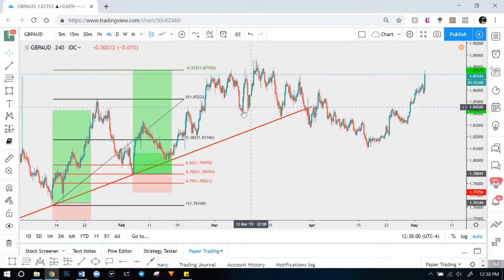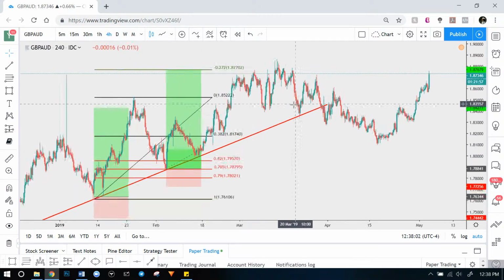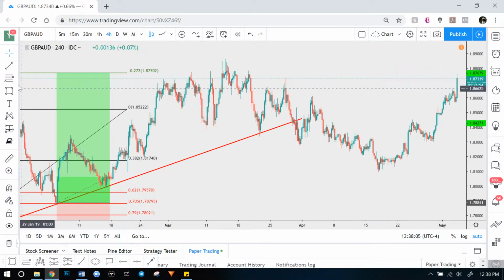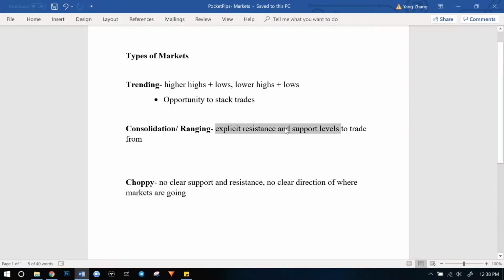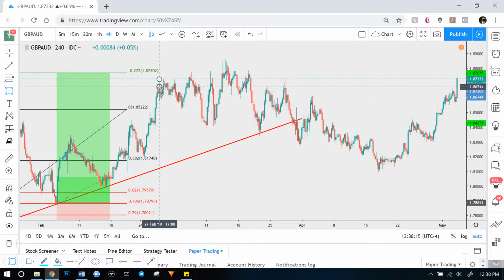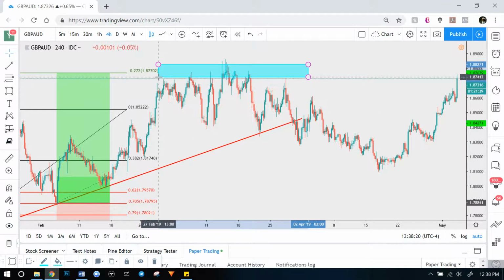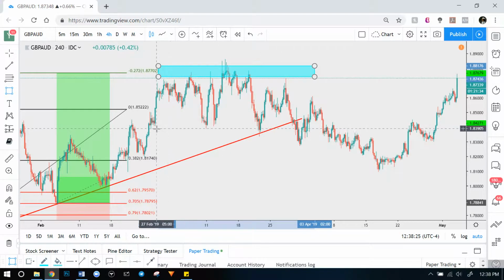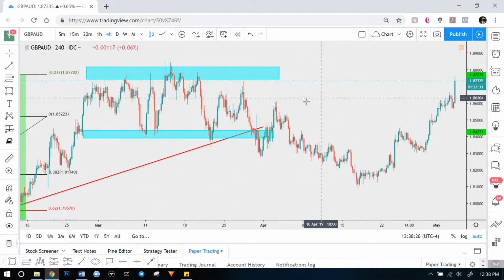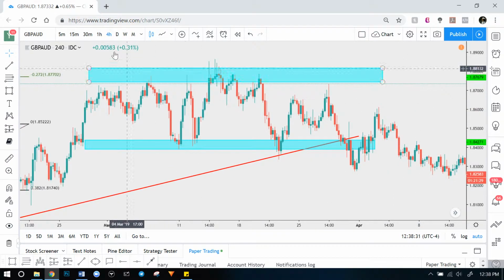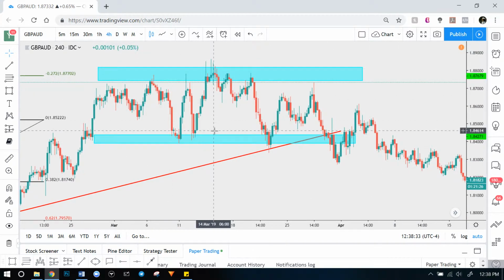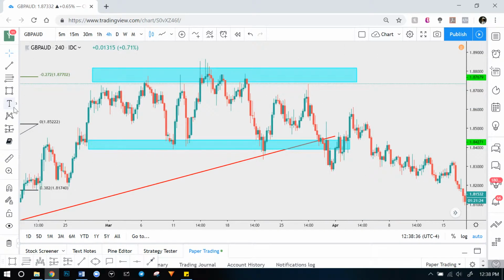Now on a consolidation market, so this is an uptrend, now it's in consolidation. Again, we have explicit resistance and support levels to trade or bounce from. So this whole thing right here is consolidation. This is resistance, resistance will be up here, and support down here. Okay, so let's zoom in. Again, we're bouncing from support and resistance.